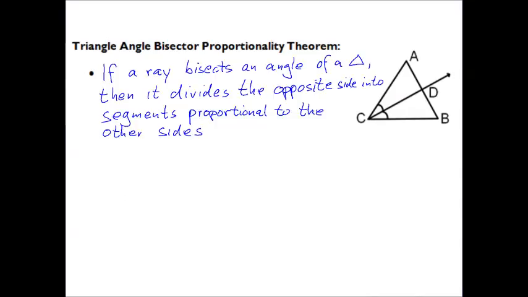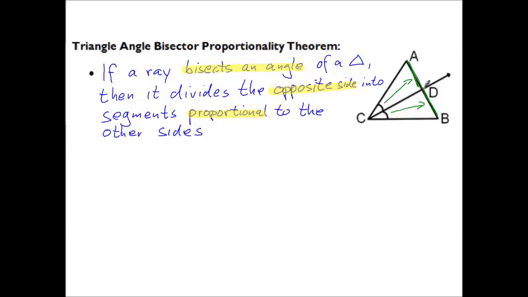The triangle angle bisector proportionality theorem states that if a ray bisects an angle of a triangle, then it divides the opposite side into segments proportional to the other two sides. What does this mean? Let's look at a picture. We have angle C being bisected by ray CD. So we are creating two segments AD and DB.